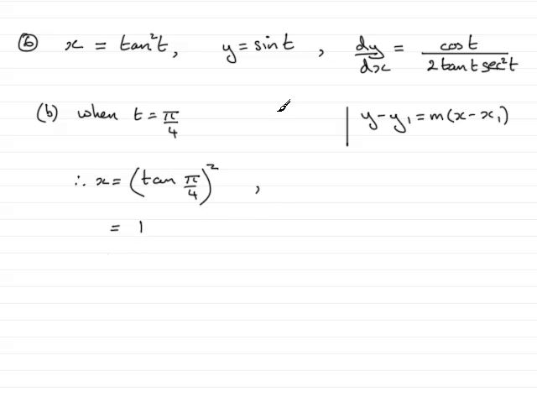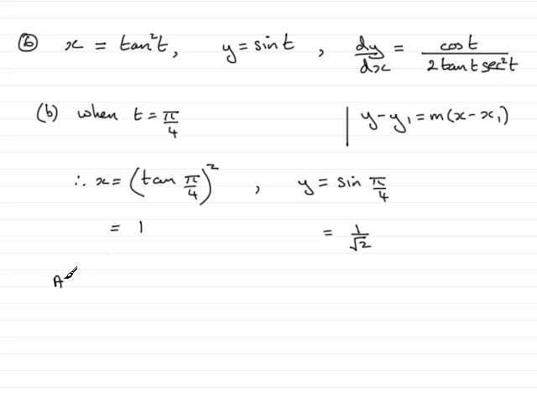Similarly, we're going to need to work out the y value, and so y would equal the sine of pi upon 4, and the sine of pi upon 4 turns out to be 1 over the square root of 2, 1 over root 2. We also need the gradient, the m value, and so we need to put t equals pi upon 4 into the equation for dy/dx.